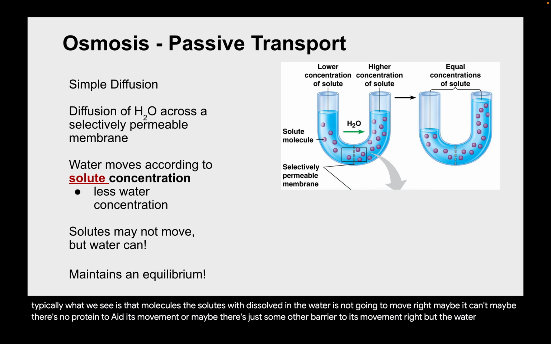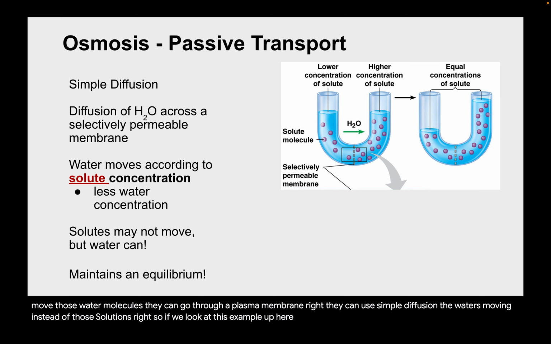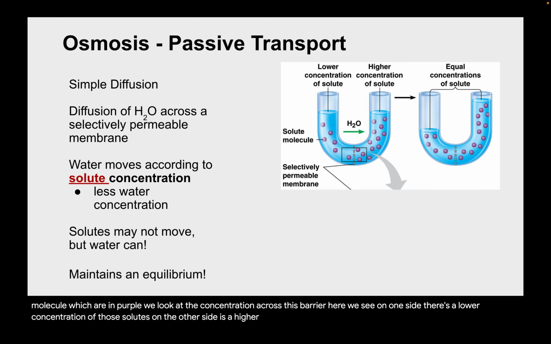But the water can move. Those water molecules, they can go through a plasma membrane, right? They can use simple diffusion. So the water is moving instead of those solutes, right? So if we look at this example up here, we have this U tube here, and we have a solute molecule, which are in purple. If we look at the concentration across this barrier here, we see on one side there's a lower concentration of those solutes, and the other side is a higher concentration.